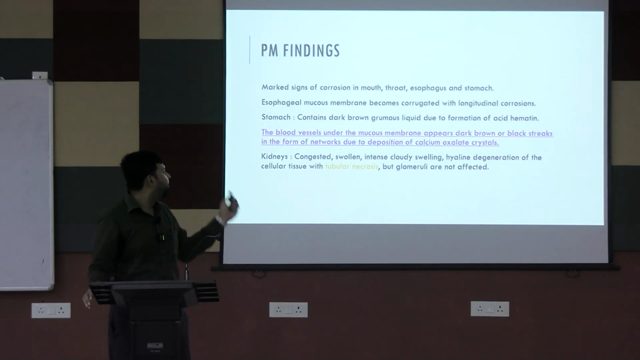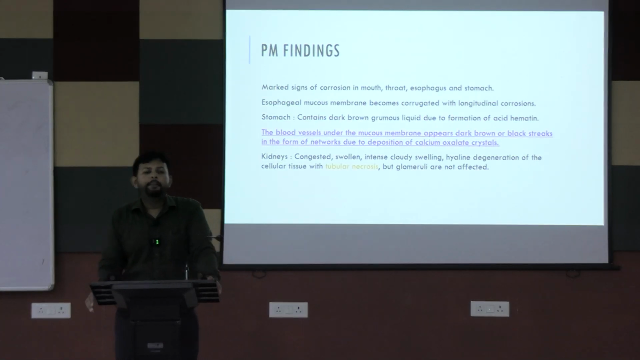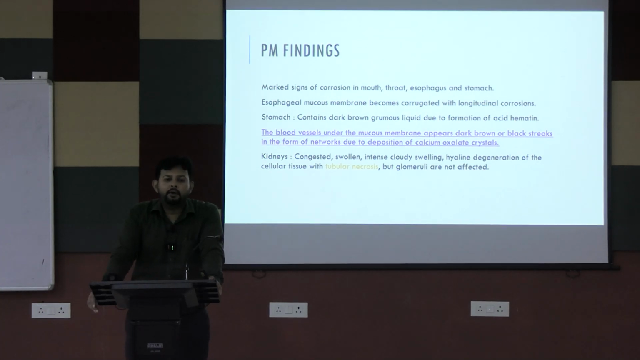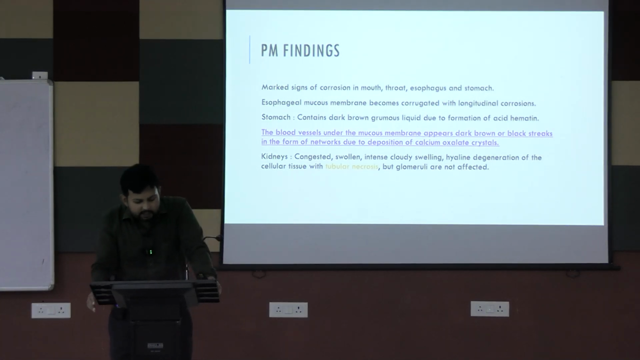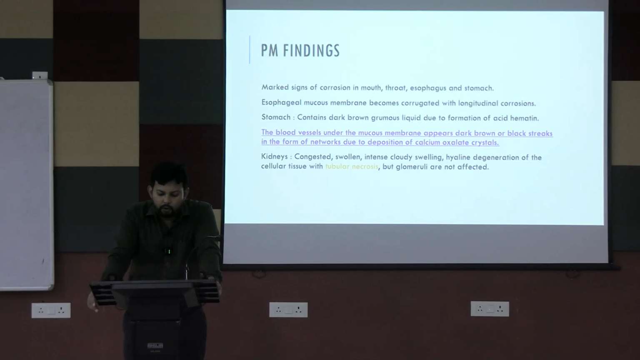Now coming to one more important part, that is PM findings. In PM findings of calcium oxalate, there will be black streaks in the form of a network. The vessels that go under the mucous membrane of the stomach will show black streaks appearing in the stomach. This is a typical finding we find in post-mortem, okay? The blood vessels under the mucous membrane appear as dark brown or black streaks in the form of networks due to deposition of calcium oxalate crystals.